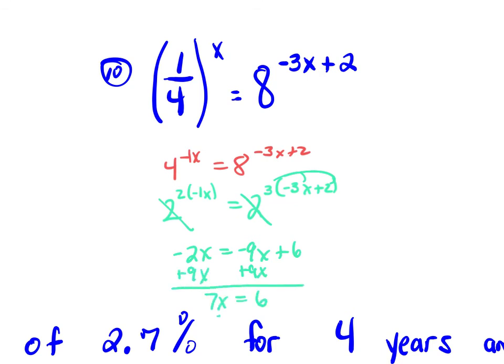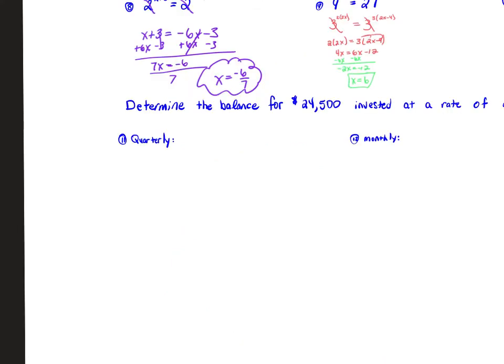7x equals 6. Divide by 7, and I get x equals 6 sevenths. All right, lastly, guys, you're going to have 2 questions. It'll be one question, but there'll be 2 separate parts.